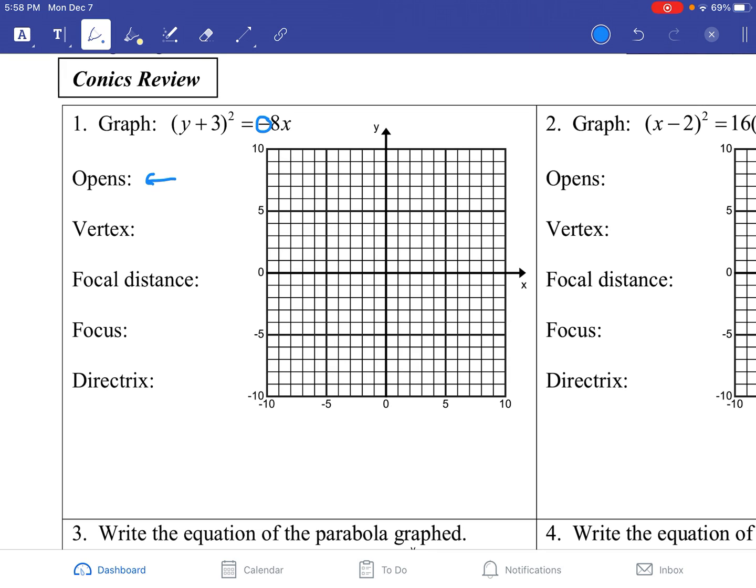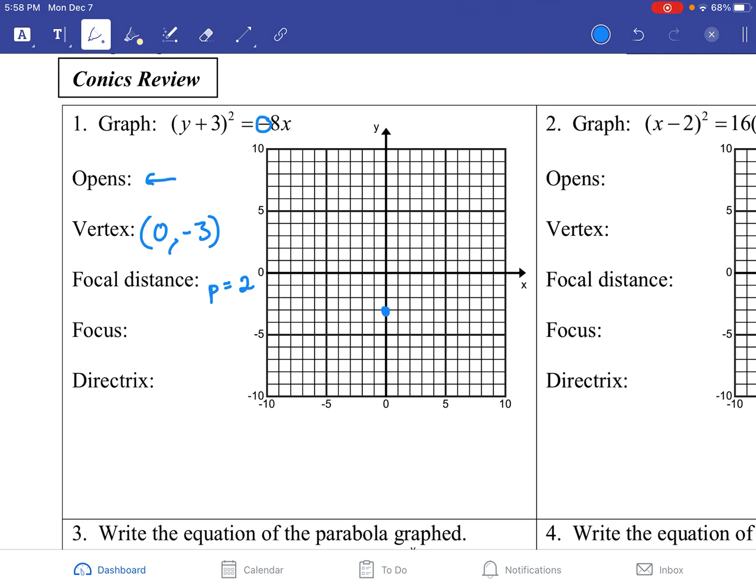Your vertex is h, k. H is always next to the x, k is always next to the y, and when they come out of the parentheses, they change signs. So your vertex will be 0, -3. For your focal distance, you take that -8 and divide it by, in this case, -4. It's either going to be positive or negative 4 that you divide by. So your p-value is going to be 2.